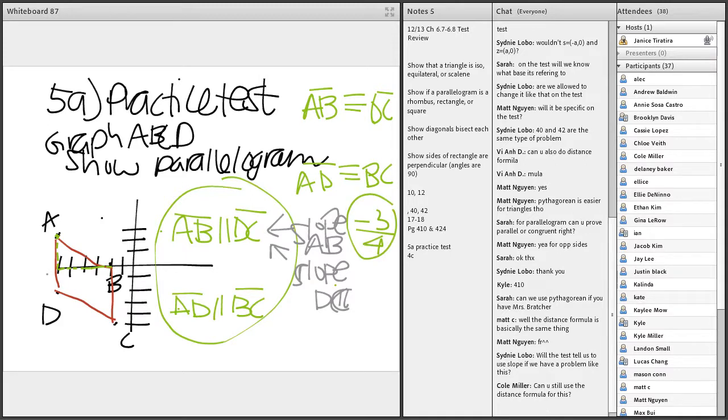Do it again for DC. So I went down, is that 3 units? I hope so, 3 units. And then I went over 1, 2, 3, 4 units. So negative 3/4 again, so that's good. We want it to be the same. Since they're the same slope, that means opposite sides are parallel. So far, so good. And then you do it again for AD and BC.